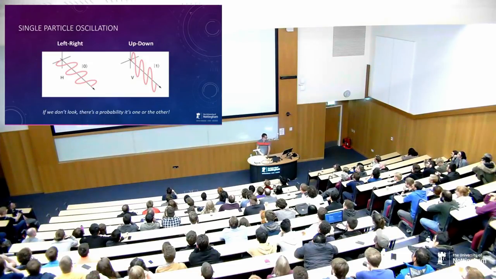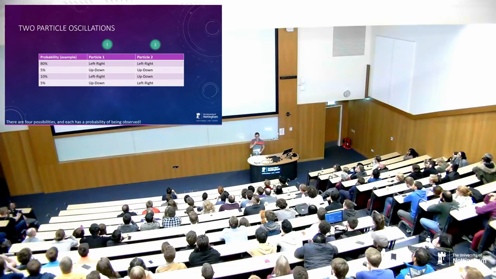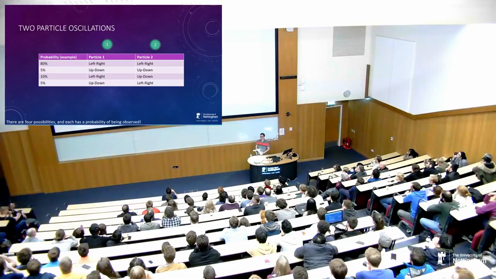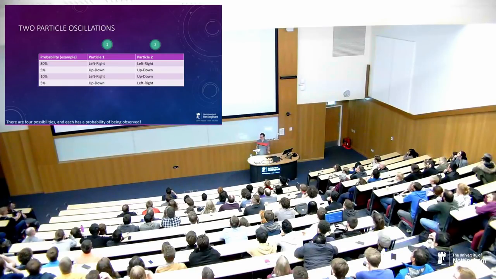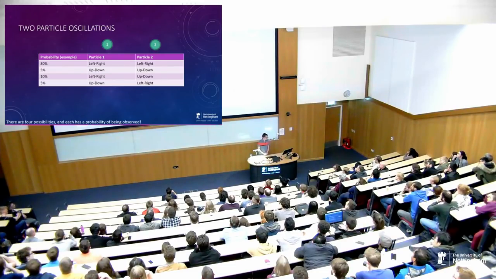We could imagine duplicating this picture twice, and we can think of two particles. But some funny business happens when we don't know if the particles are moving left and right or up and down, and we want to write down all the probabilities: the first particle moving left and right and the second moving left and right, or the first moving left and right and the second moving up and down. When we write it all out, we get this table.